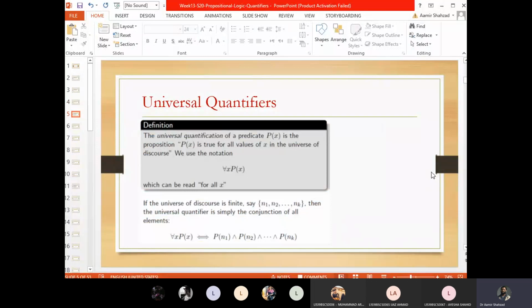So we have universal quantifier. Its mathematical symbol is like an upside down A, standing for all. So for all x, x is our input, x is our element from our universe of discourse, from our input set, from our domain set. When our statement P of x, our predicate, is true for all possible values of x, then we call it universal quantification. For all x, P of x holds. For all x, P of x is true.